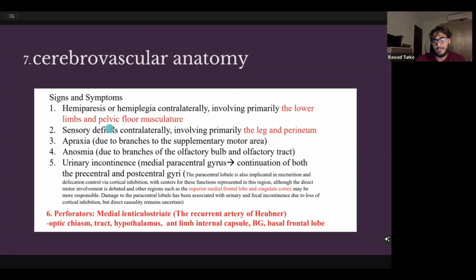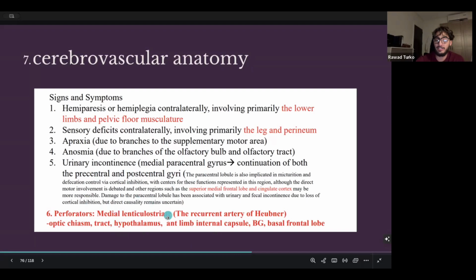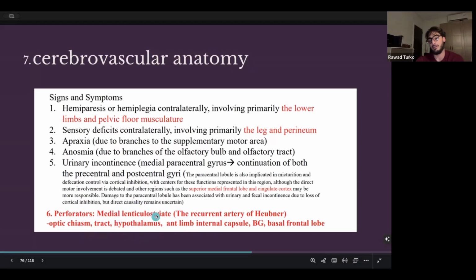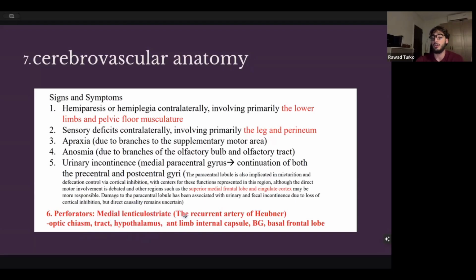Okay, you're also going to have sensory deficits, obviously. Apraxia because it branches to the supplementary motor area, which we talked about before. Anosmia because it does supply parts of the olfactory bulb. Urinary incontinence because of the medial paracentral gyrus. And again, which vessels specifically? It could be the perforators, which could be involved additionally in an ACA stroke. If it's the medial lenticulostriate or the recurrent artery of Heubner, you could also have involvement of the internal capsule.